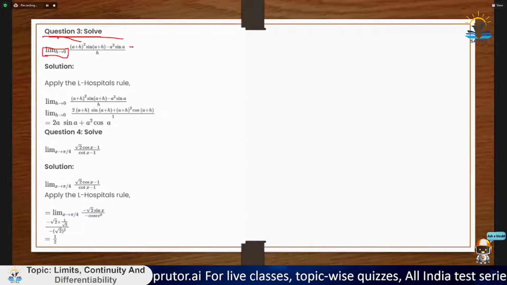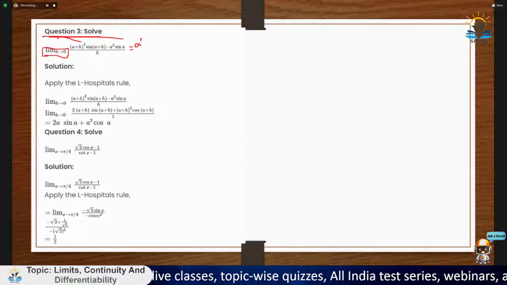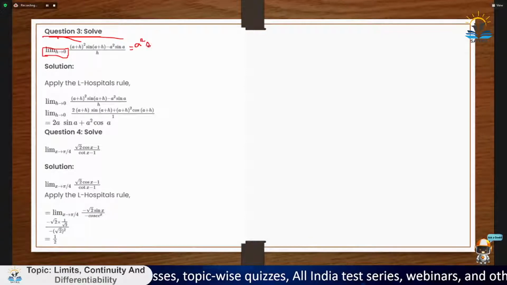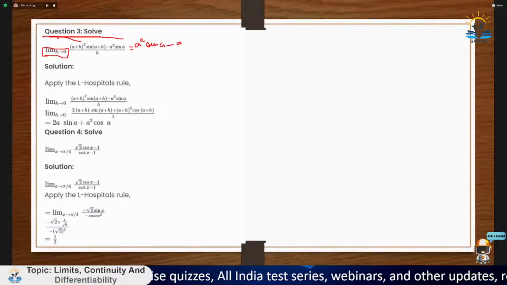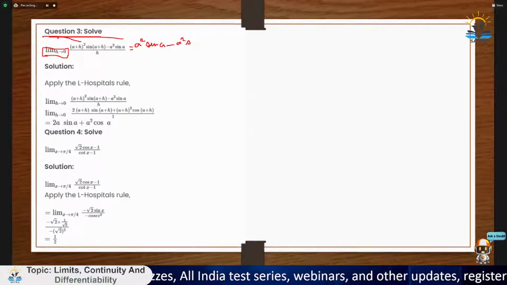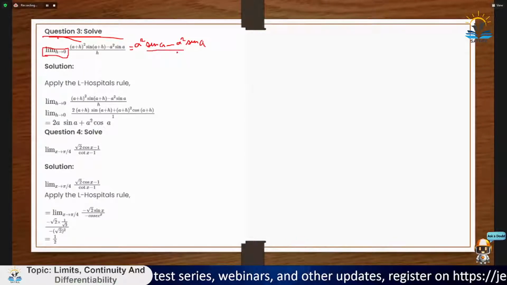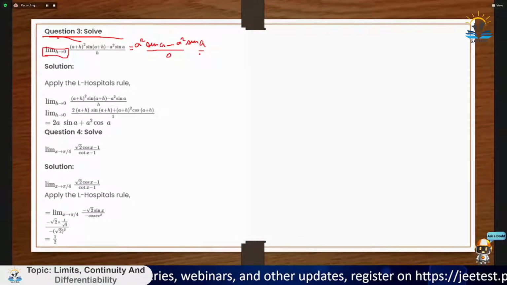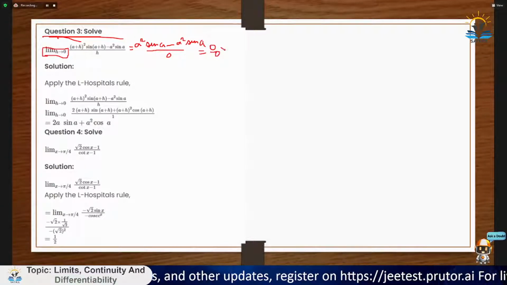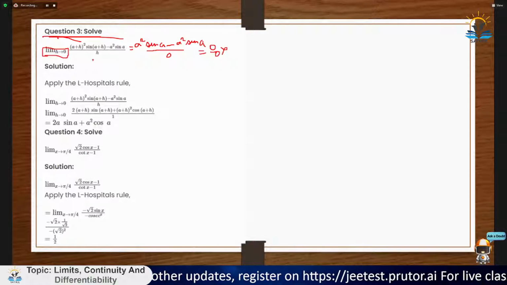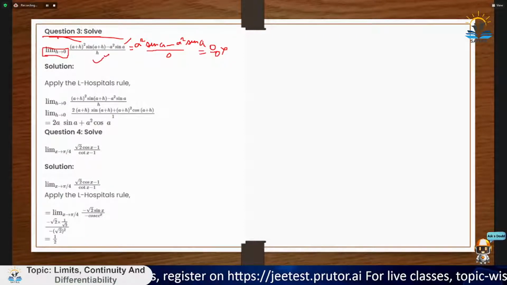Firstly, let's apply 0 here. So you will get what? You will get a square sine a minus a square sine a, divided by 0. So you are getting 0 by 0, which is again an indeterminate form. To solve this, you need to apply L'Hopital rule. So you have to differentiate numerator and differentiate denominator.